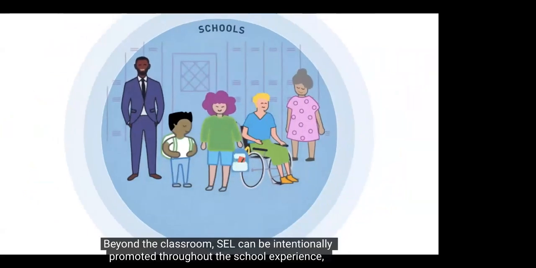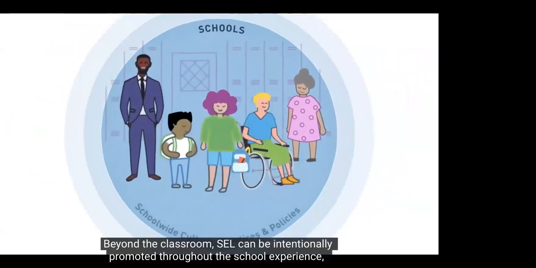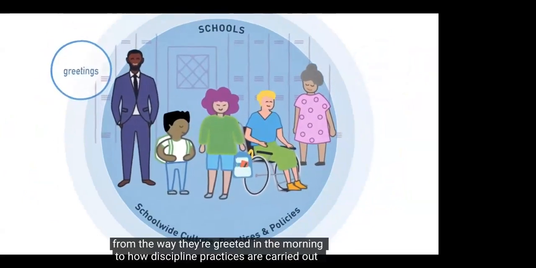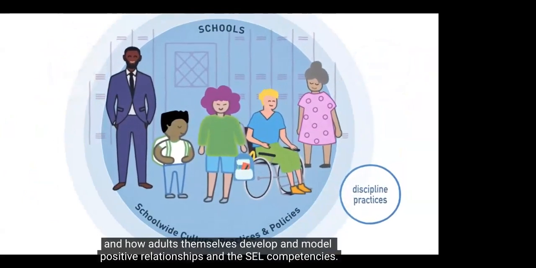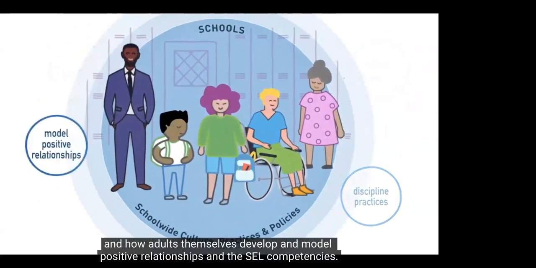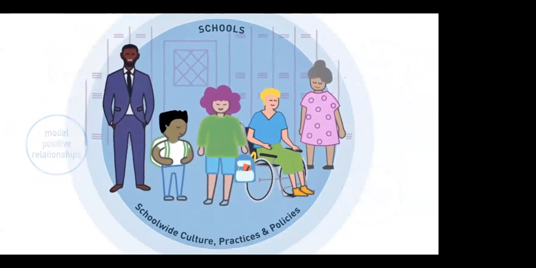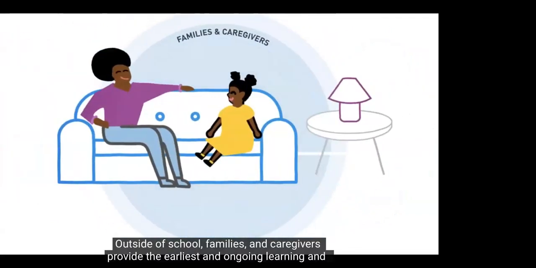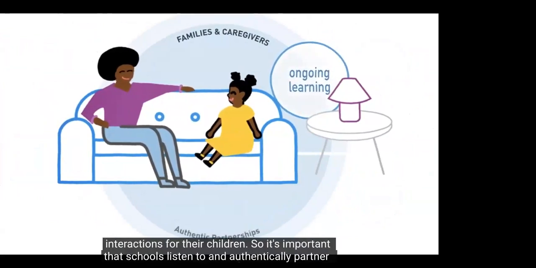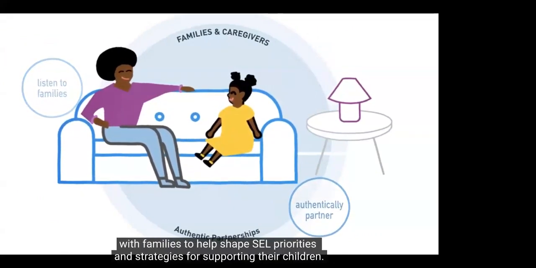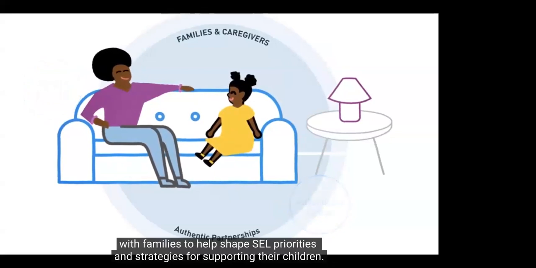Beyond the classroom, SEL can be intentionally promoted throughout the school experience, from the way they're greeted in the morning to how discipline practices are carried out, and how adults themselves develop and model positive relationships and the SEL competencies. Outside of school, families and caregivers provide the earliest and ongoing learning and interactions for their children. So it's important that schools listen to and authentically partner with families to help shape SEL priorities and strategies for supporting their children.